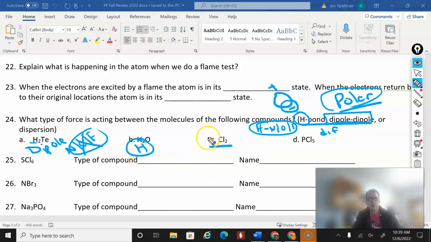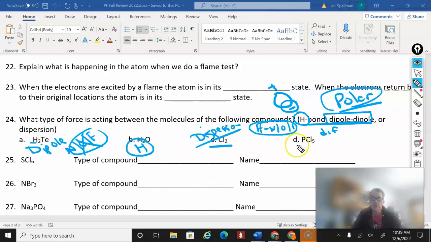C, we've got two chlorines sticking together, so there's not going to be any buildup of pluses or minuses anywhere. So this is not very sticky at all. And this will be a dispersion force because it's a nonpolar molecule.